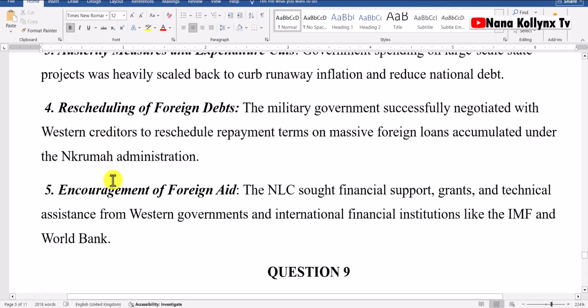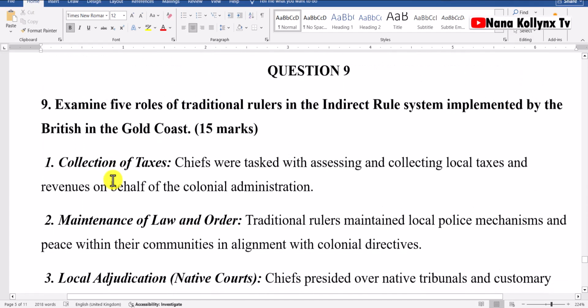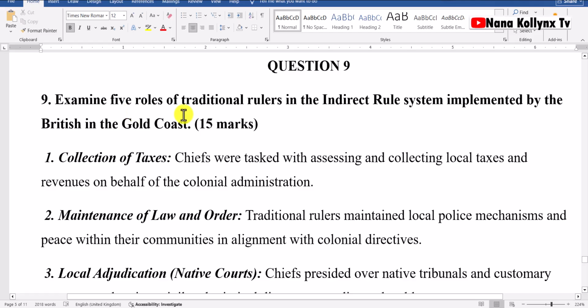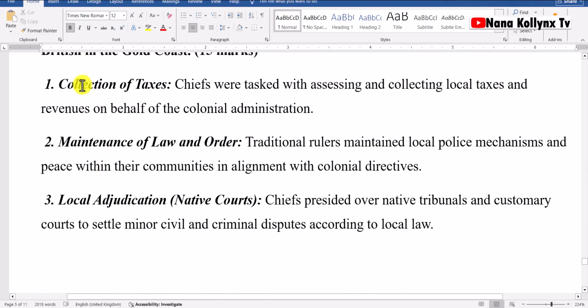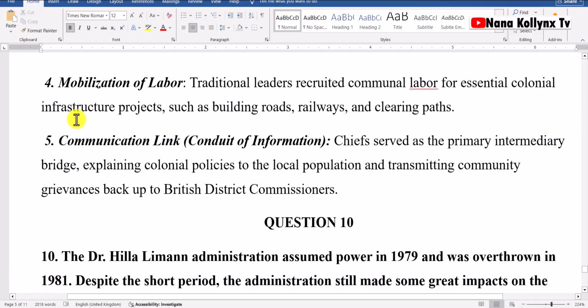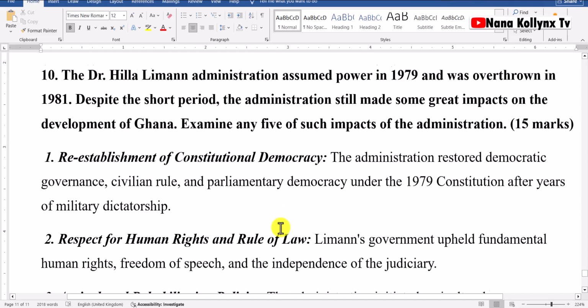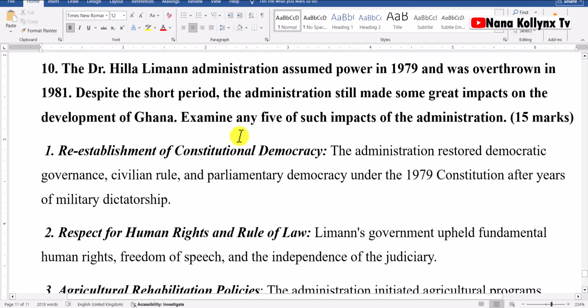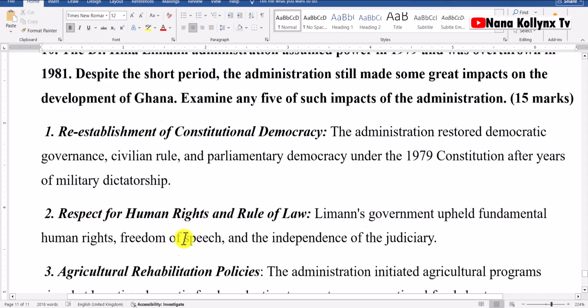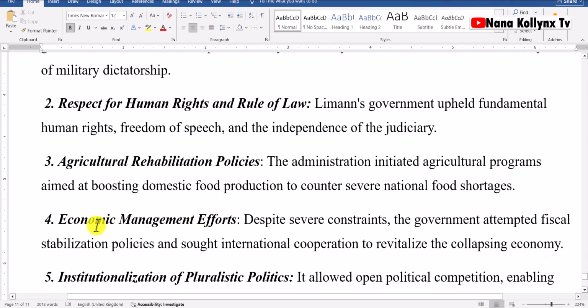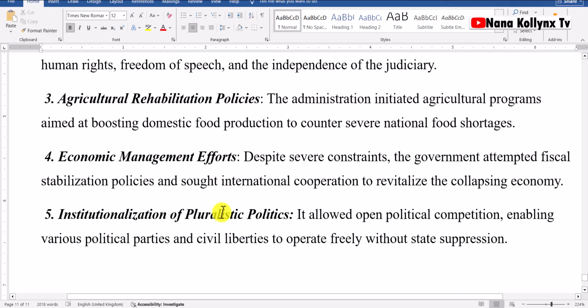Okay. Now let's look at 9. Role of traditional rulers in the indirect rule, right? Indirect rule. Collection of taxes, maintenance of law. They are all here. Interesting. They are all here. Then we had the last question, number 10. Dr. Hilla Limann's administration, what he did is here. It's also there. It's also here. This one is also there. And then that one is also there.